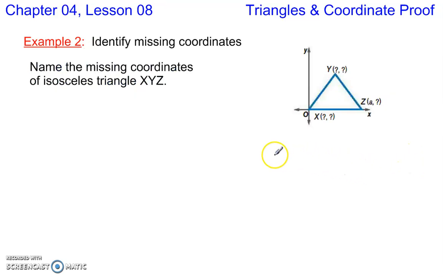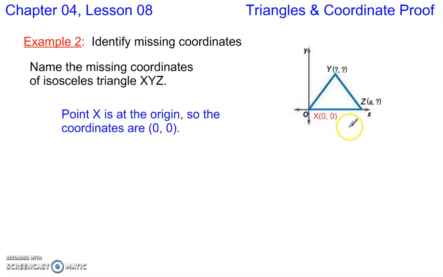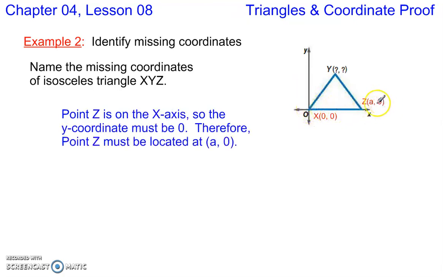Alright? So, for example, we want to name the missing coordinates here of this triangle. Well, x is pretty easy because what is that point? Correct, that's the origin, 0, 0. Okay, the next easy one is going to be z. Our x-coordinate is A because this distance right here is A. And then our y-coordinate, since we haven't moved up along the y-axis, is 0.